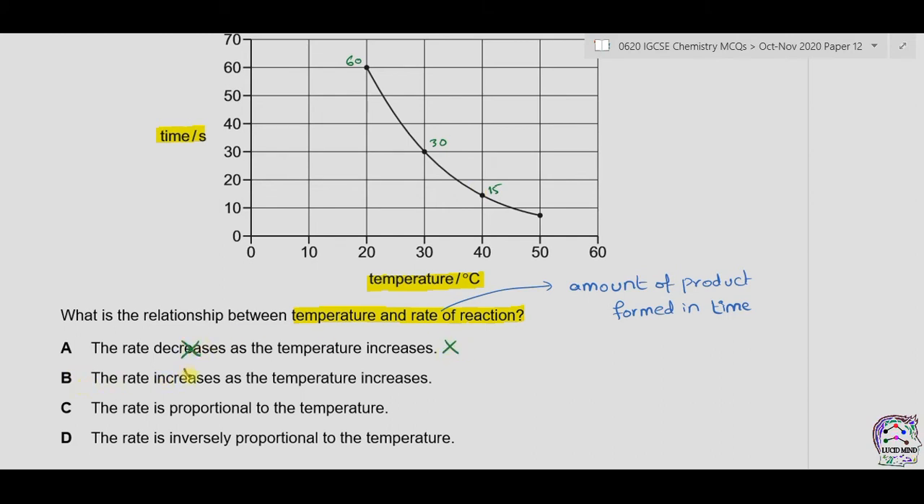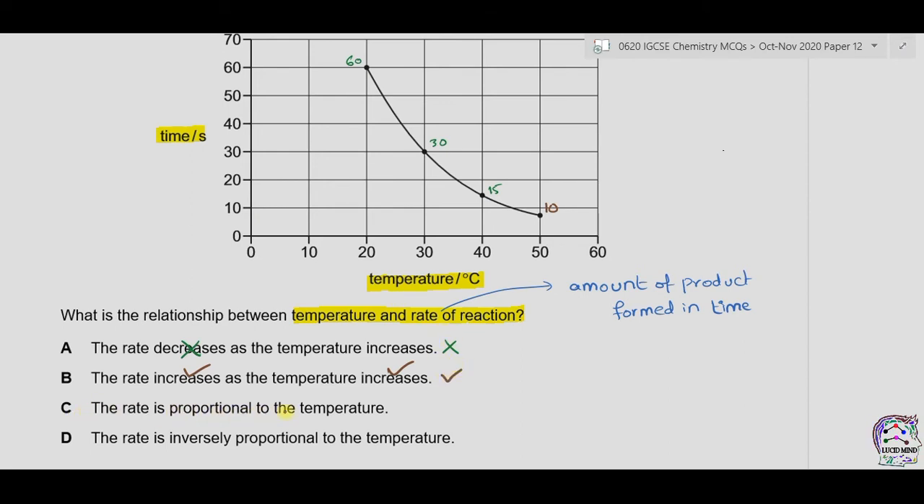B. The rate increases as the temperature increases. This is true because as we are increasing the temperature, the time taken is lowered. At 50 degrees centigrade, only 10 seconds is required to complete the reaction. So B is correct.